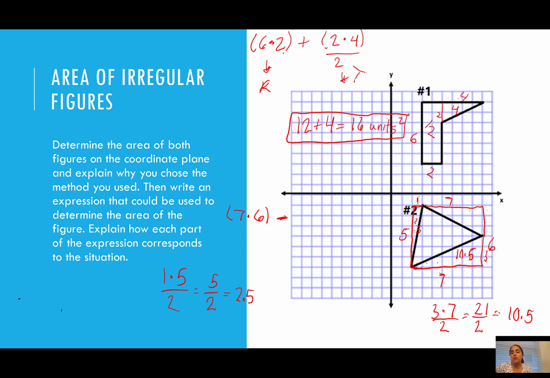Let's look at the area of the third triangle. Got 1, 2, 3 here. 1, 2, 3, 4, 5, 6. Just going to erase this just for the triangle. We knew that helped us find the area of the rectangle. 3 times 6 is 18. And 18 divided by 2 is 9.